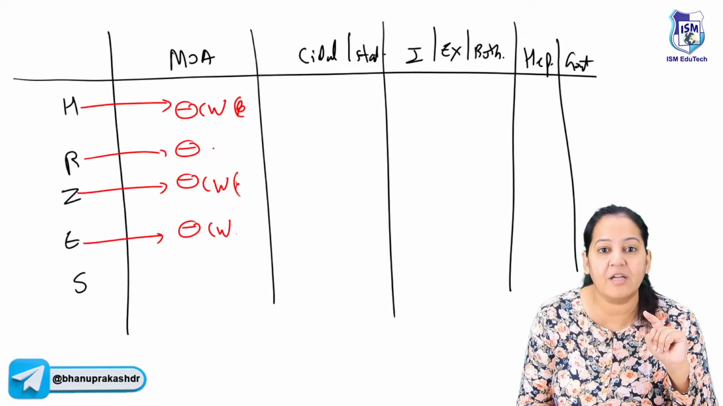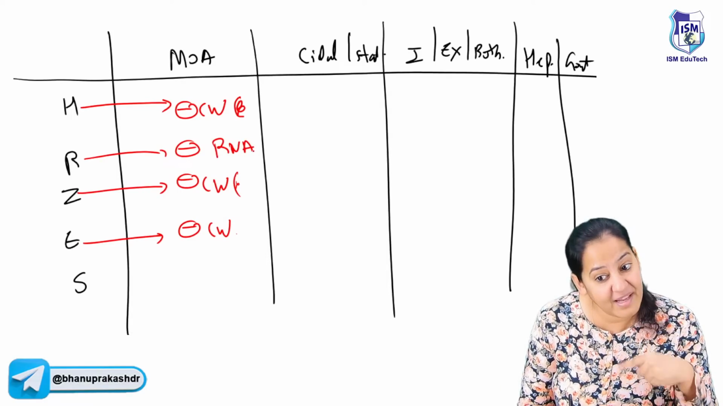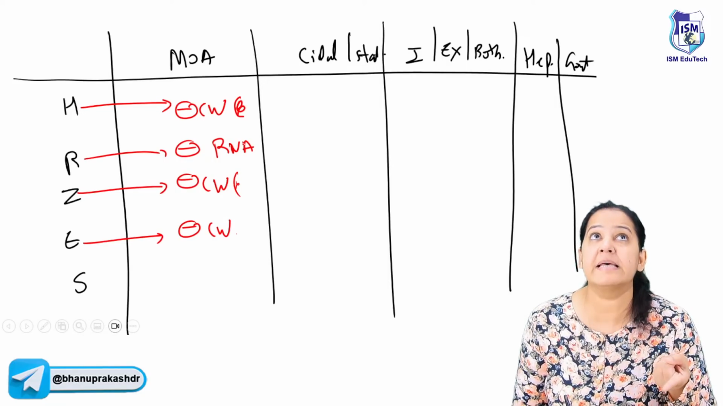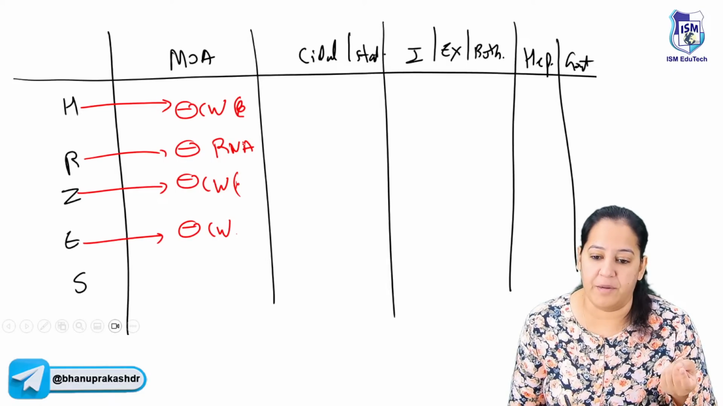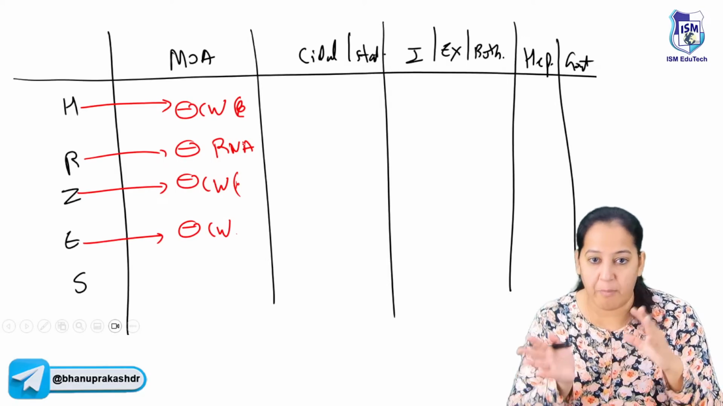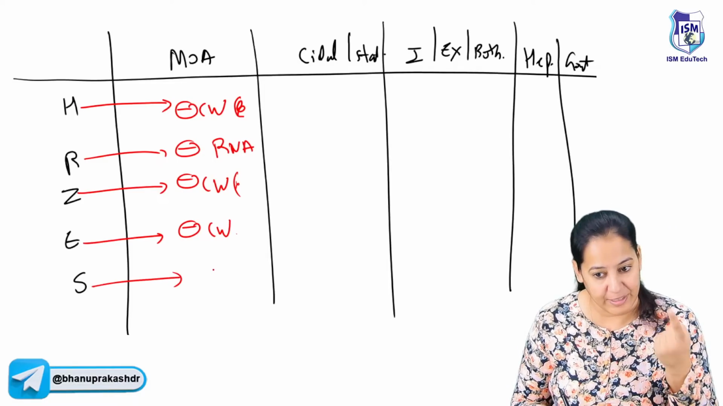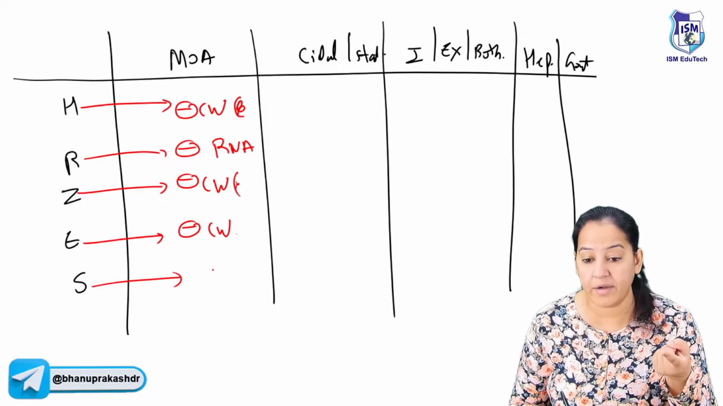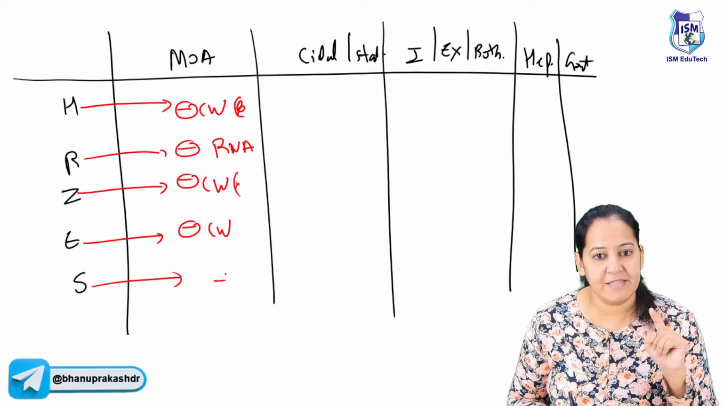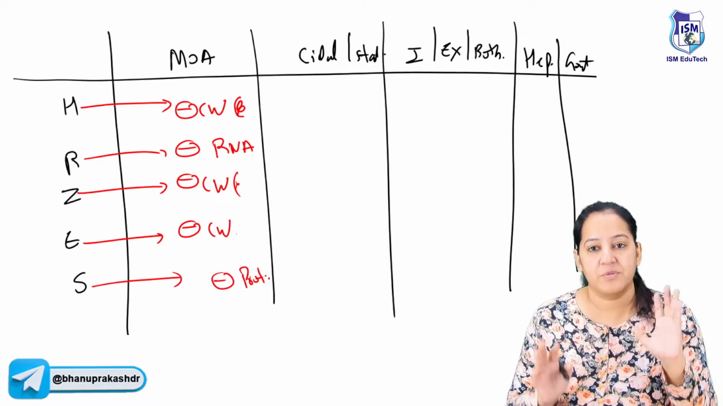R inhibits RNA synthesis by inhibiting an enzyme. The name of the enzyme is DNA dependent RNA polymerase, because the RNA is formed from DNA. So DNA dependent RNA polymerase enzyme. And S is the aminoglycoside. It is inhibiting protein synthesis by inhibiting the ribosome. So this is the mechanism of action.